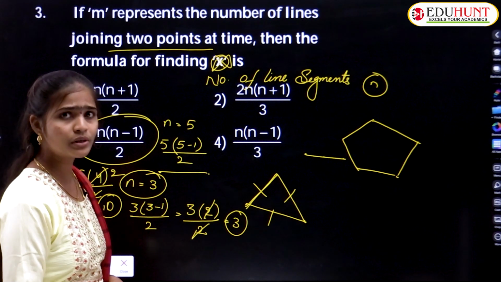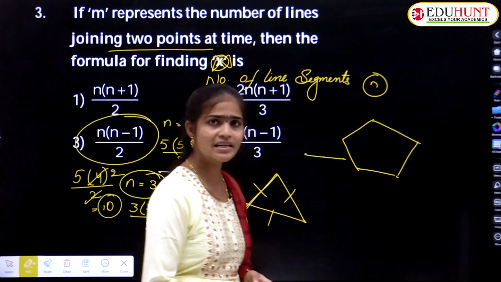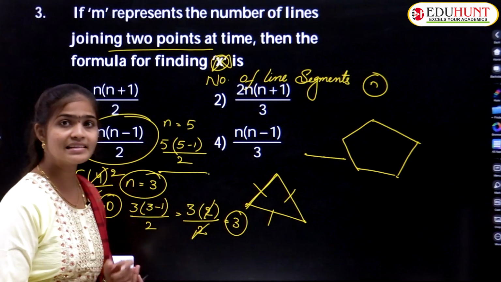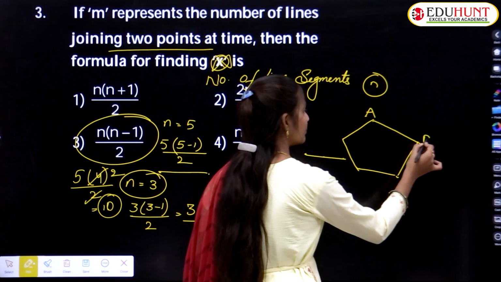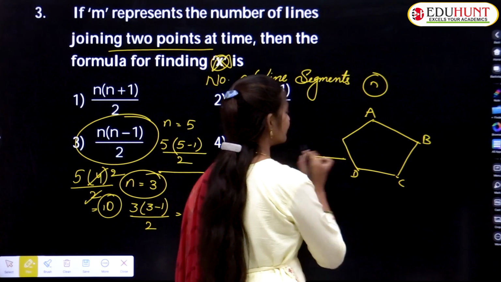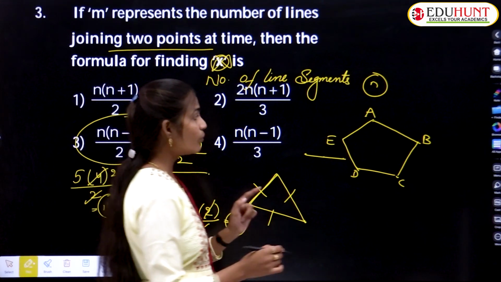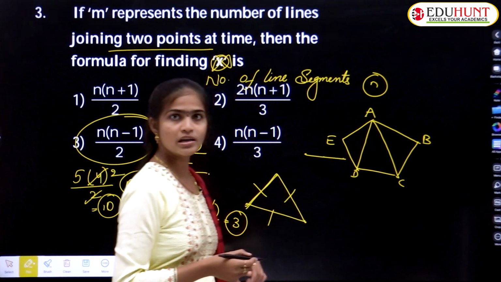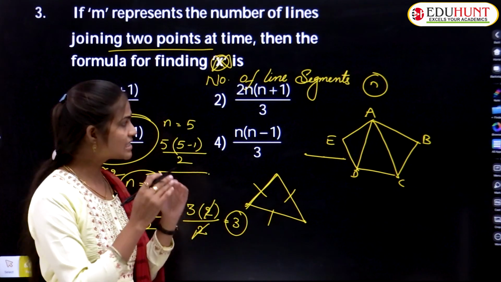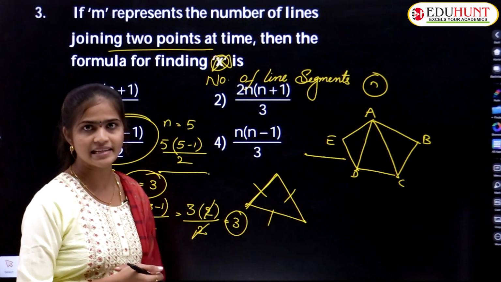Maybe you have a doubt here. Madam, I see only 5 line segments here. Why are you saying 10 line segments? Because here we have A, B, C, D, E, so we have 5 points. Okay, I accept. What about, for example, here those two? Those are also line segments only, no? Whenever you join 2 distinct points, we get one line segment.